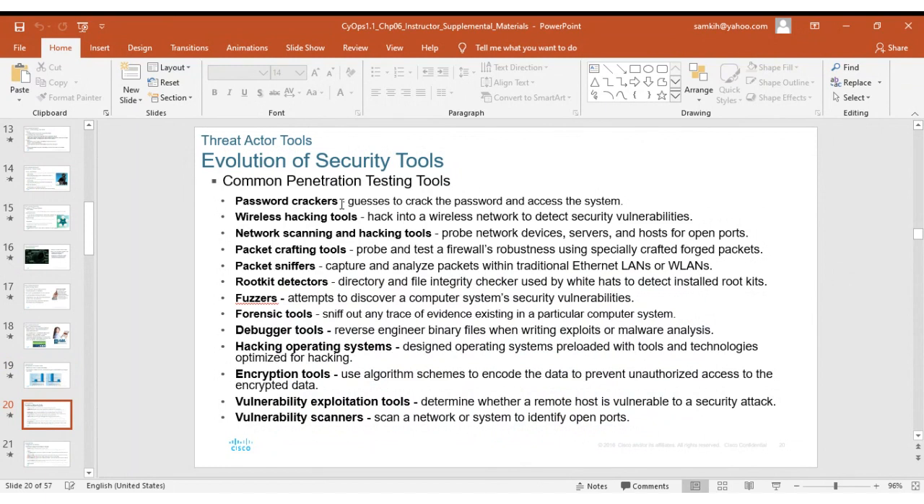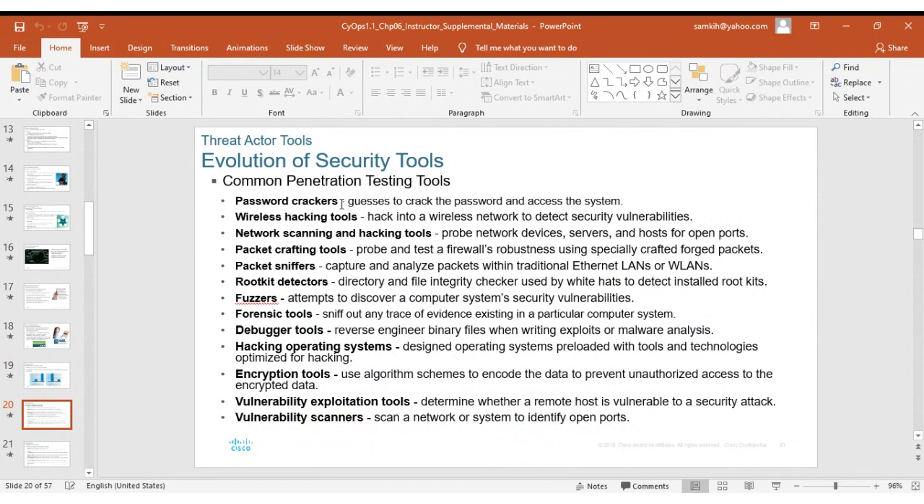So we have the rootkit detector. These are normally installed on the directory, like on drive C, and they check for the integrity of the files. They are used by white hat hackers to detect installed rootkits. So you can check on your local disk or on your devices whether there is any kind of attack on your drive.